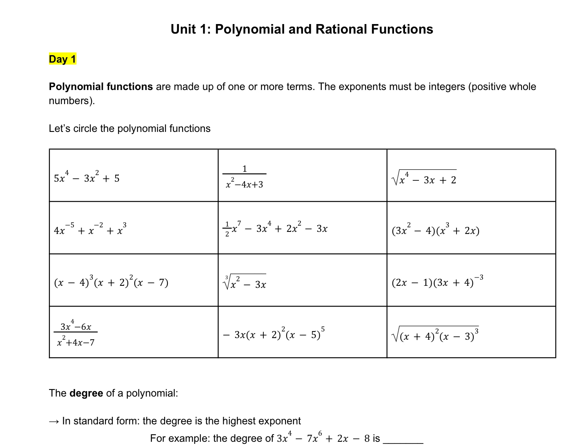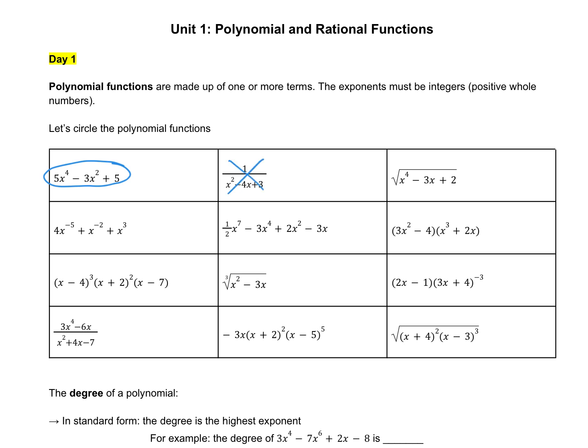So I have a few examples of functions or relations here. We're going to start off by just circling the polynomial functions. So the first one is a polynomial function. I have the x to the 4, I have the x squared. The second one, I see an x squared and an x term. However, these terms are in the denominator of this fraction, which means if we were to bring these terms up into the numerator, they would have a negative exponent, which is no good. That was actually a rational function there.